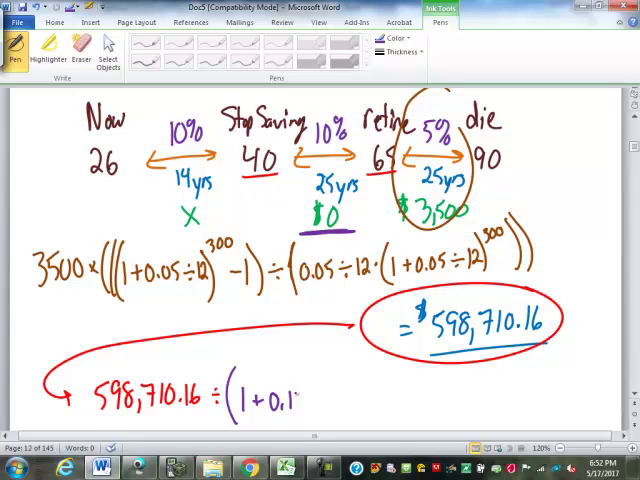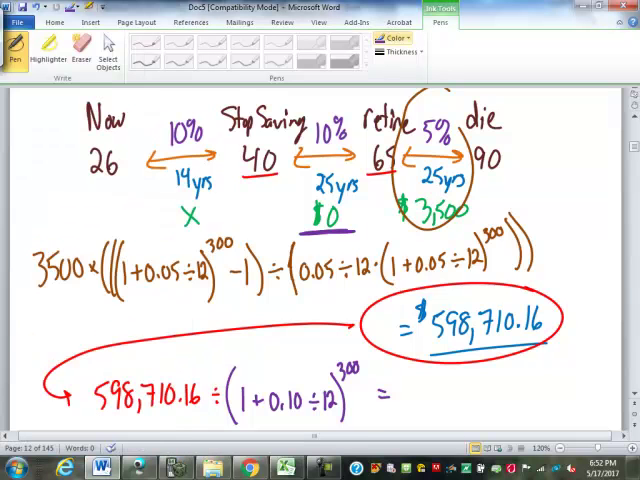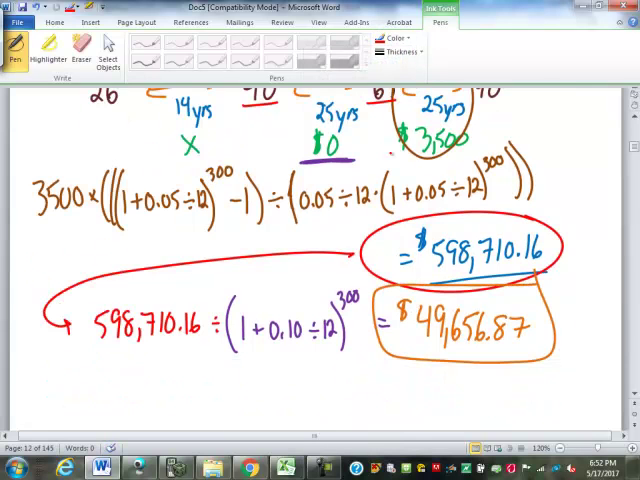So 1 plus the 10% is 0.10 divided by 12 because we're still going to compound monthly, and then 25 years, so the power of 300. So we take that divided by 1 plus 0.10 divided by 12 to the power of 300. We get 49,656.87. That is the amount of cash needed at 40.